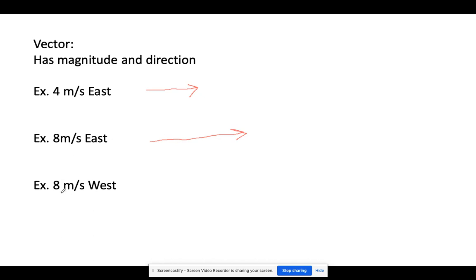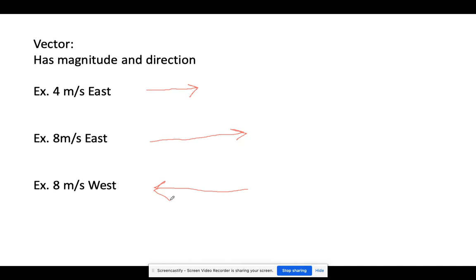Now, the last example, 8 meters per second west. This arrow should be the same size as the last one, but now it's going west instead of east, so it should point to the left. Kind of like that.